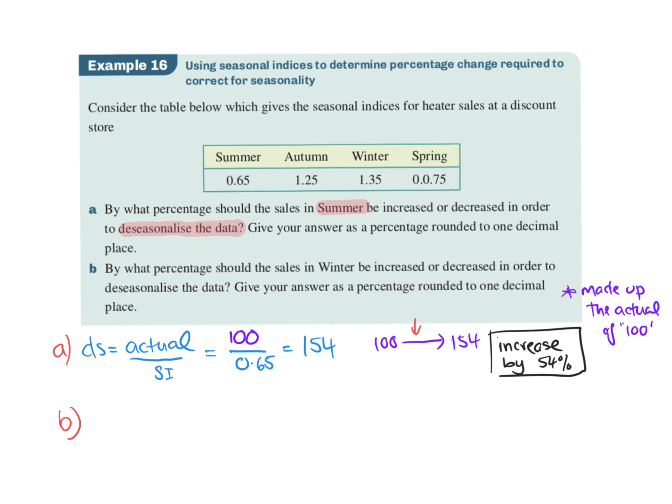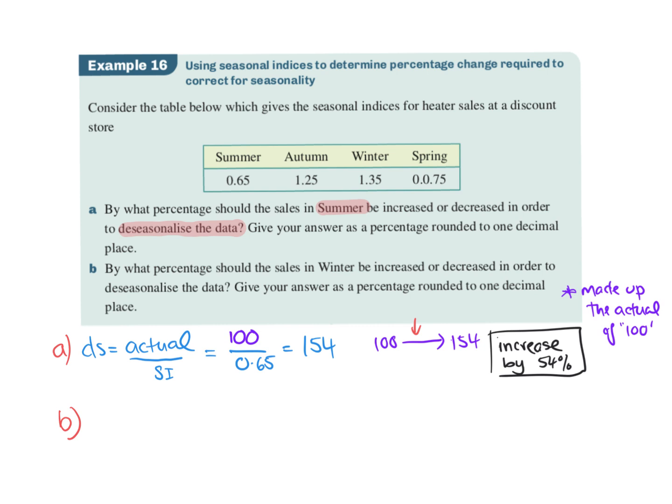What should the percentage change in winter sales be? If we were going to deseasonalize the winter sales, do we have to increase them or decrease them? If you have a quick look at winter, winter is above average. So what would we think we would need to do? Decrease. So we should be decreasing by a percentage.